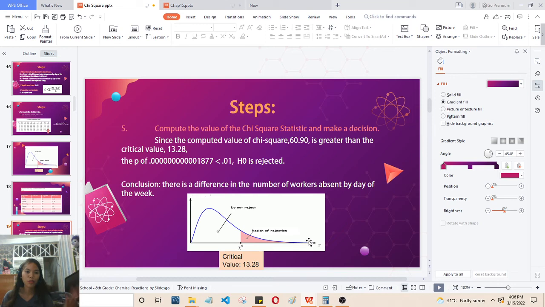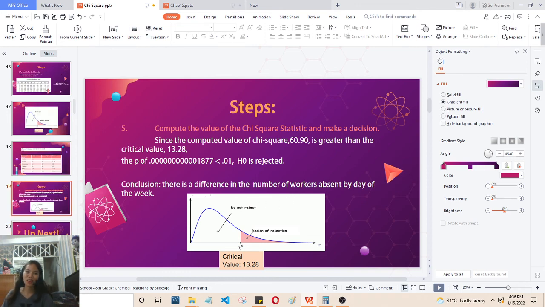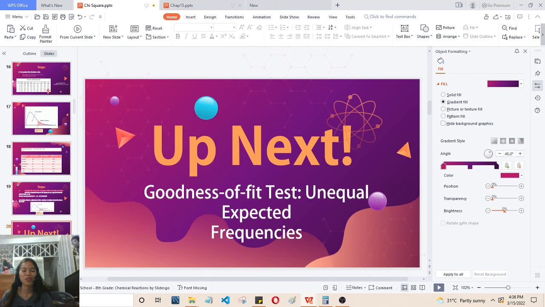So looking back at our decision rule, what happens? We will reject, it is in the area of rejection. We will reject our null hypothesis and we will acknowledge our alternative hypothesis. So to conclude, there is a difference in the number of workers absent by the day of the week. So that's all for this problem for today's video.